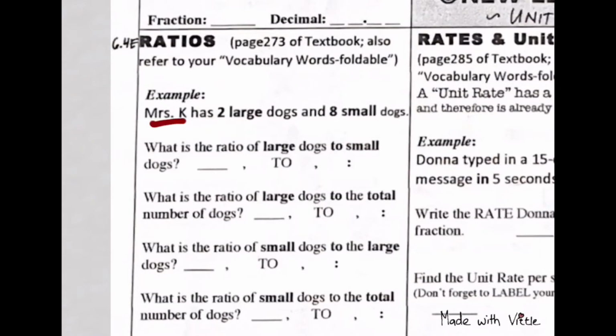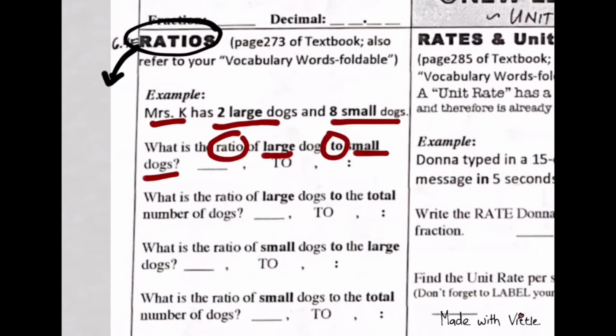Mrs. K has 2 large dogs and 8 small dogs. The first question is, what is the ratio of large to small dogs? Remember that ratios can be written as a fraction, or with the 2 dots, or with the word "to." Okay? So which number should we write down first on top of a fraction? They want it large to small. And what is the number of large? 2. So it should be the number on top of your fraction.